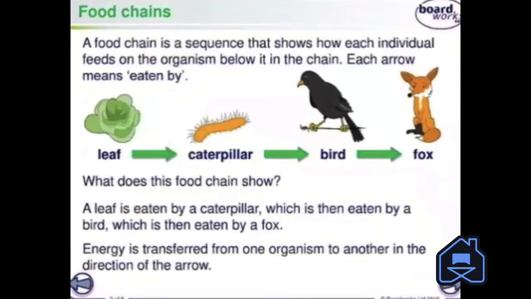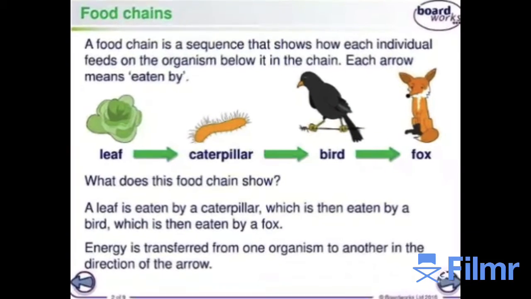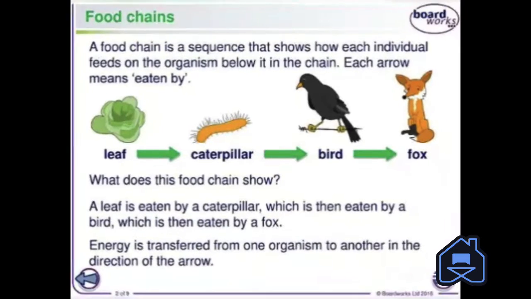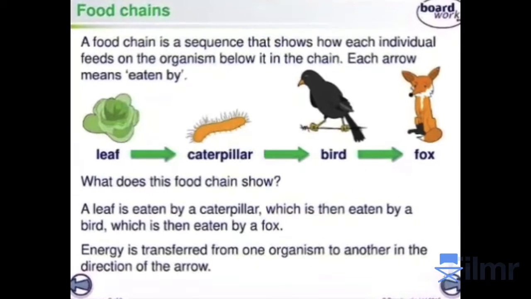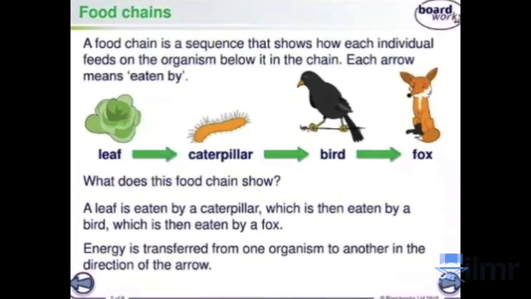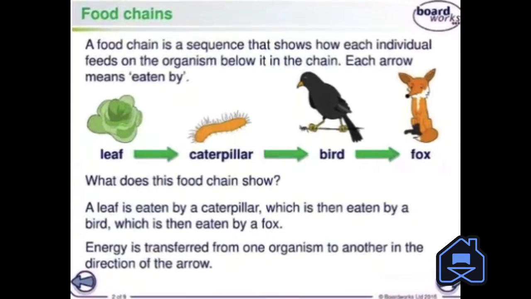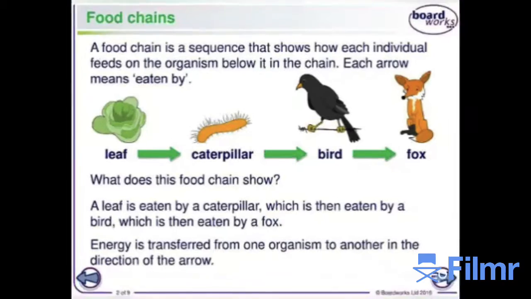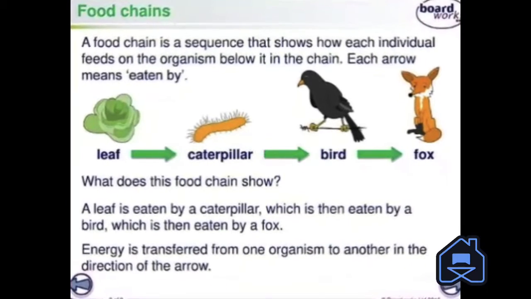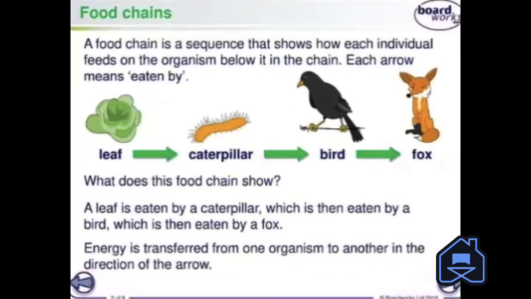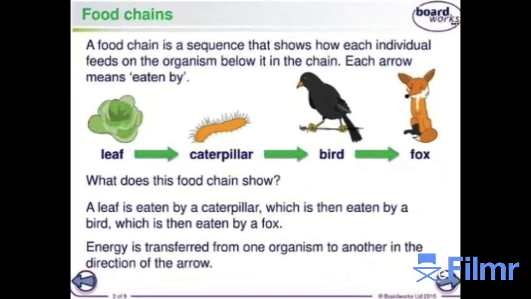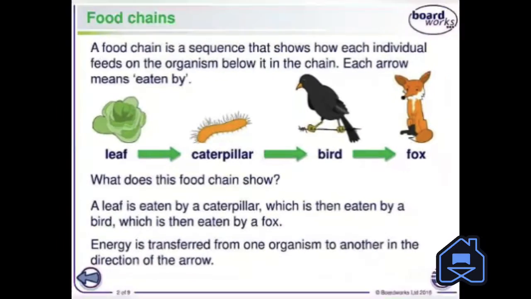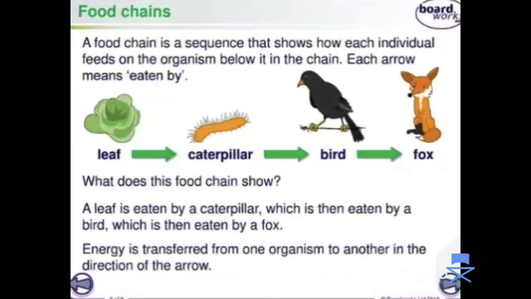Another explanation of food chain. A food chain is a sequence that shows how each individual feeds on the organism below it in the chain. Each arrow means eaten by. What does this food chain show? A leaf is eaten by a caterpillar, which is then eaten by a bird, which is then eaten by a fox. Energy is transferred from one organism to another in the direction of the arrow.